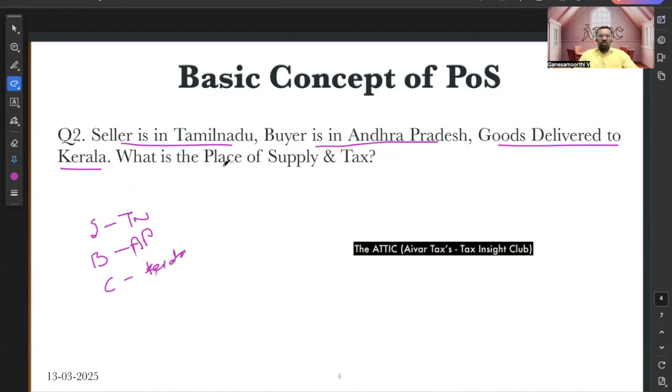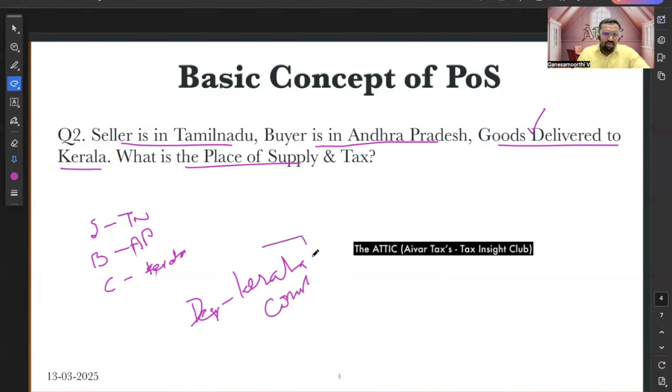Okay. So what is the place of supply? Here, which state consumed the goods? We could say simply Kerala is where the goods are delivered. We could say the destination is Kerala. Since it is destined to Kerala, the consumption also will be in the state of Kerala. So the goods are destined to Kerala and consumption is in Kerala. So there is no doubt about it.